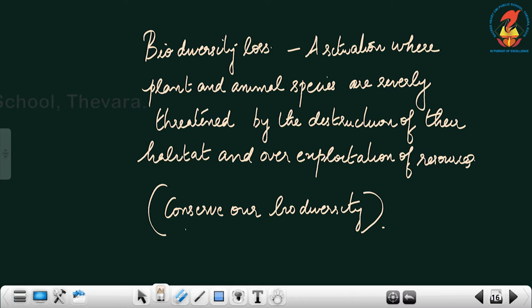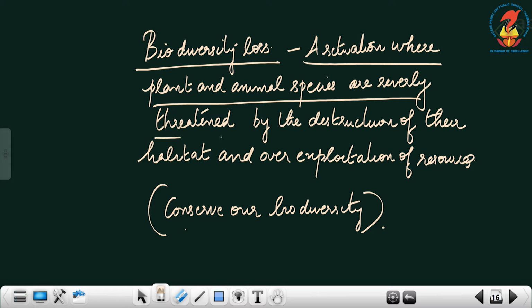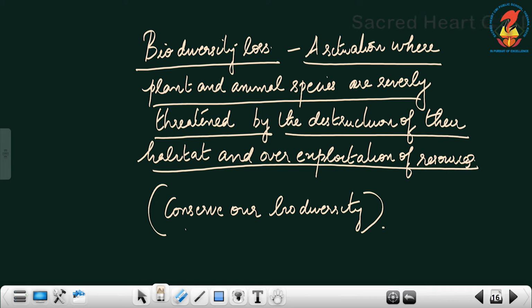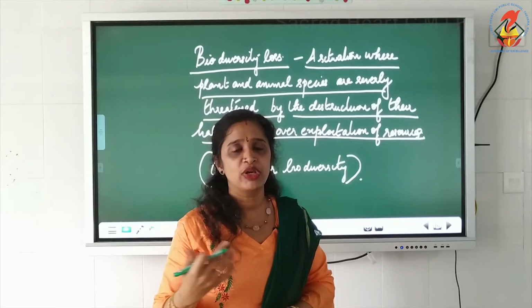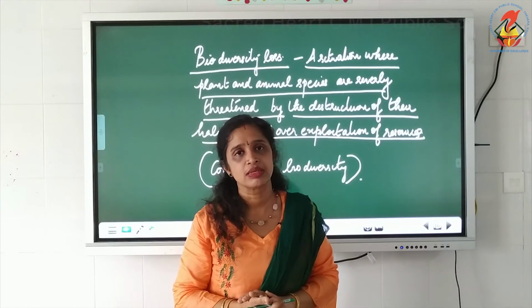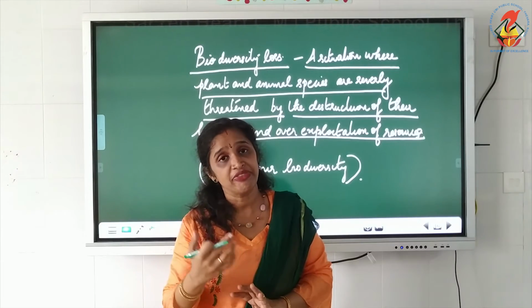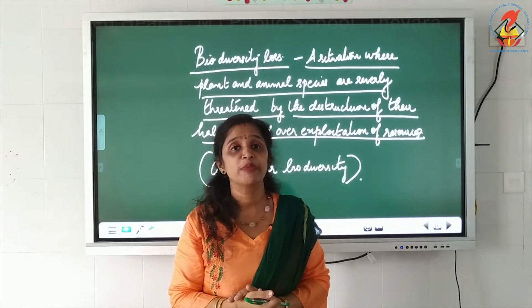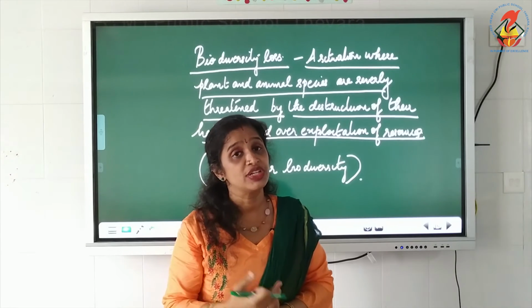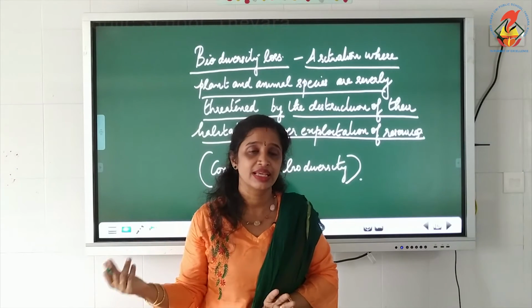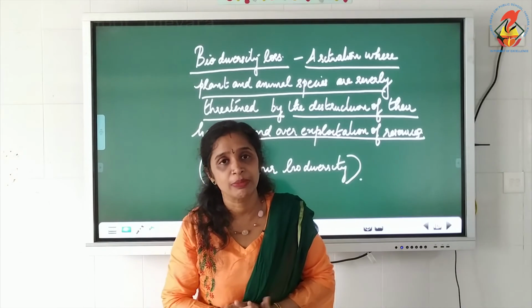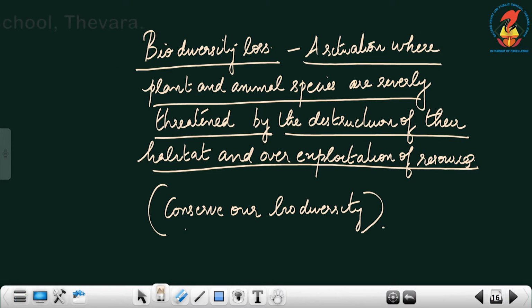Next challenge is biodiversity loss. What do you mean by that? It is a situation where plants and animal species are severely threatened by the destruction of their habitat and overexploitation of resources. Because you know that the animals' shelter is forest area. If the trees are destroyed, many of the animal species will become extinct. So, destruction of the plants and animals can happen. It can cause biodiversity loss. So, biodiversity loss is a serious challenge to India's environment.